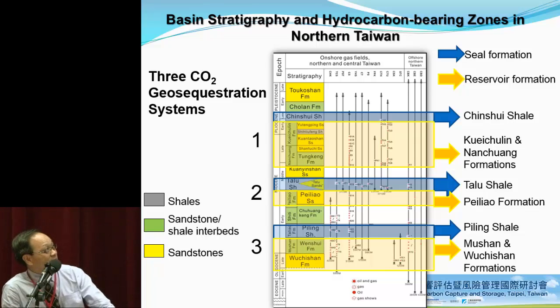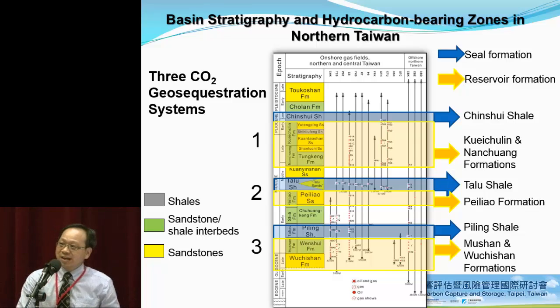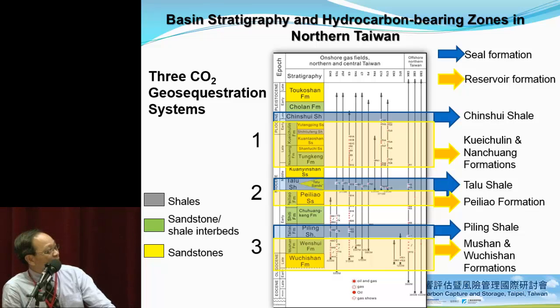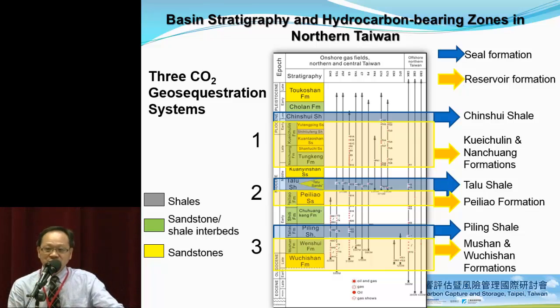The shallowest part is here, the Jinshui Shale. The Jinshui Shale is around 100 to 300 meters thick. Shale is very fine grained, and the permeability and porosity are very low, so it is impermeable. That makes it a good caprock that would seal the CO2 in the subsurface. In the deeper part, we have the Dalu Shale, and beneath that we have a sandstone, the Beryl sandstone. The yellow one shows the sandstone. In the deeper part, we have the Beeling shale and sandstone packages. So indeed, in Taiwan, we have three geological sequestration systems here.